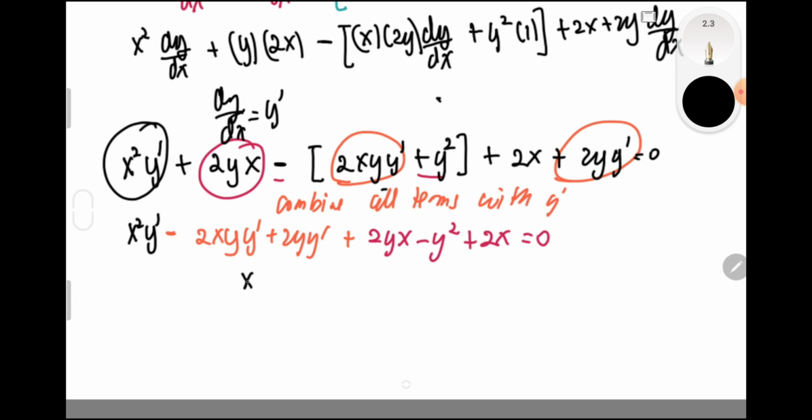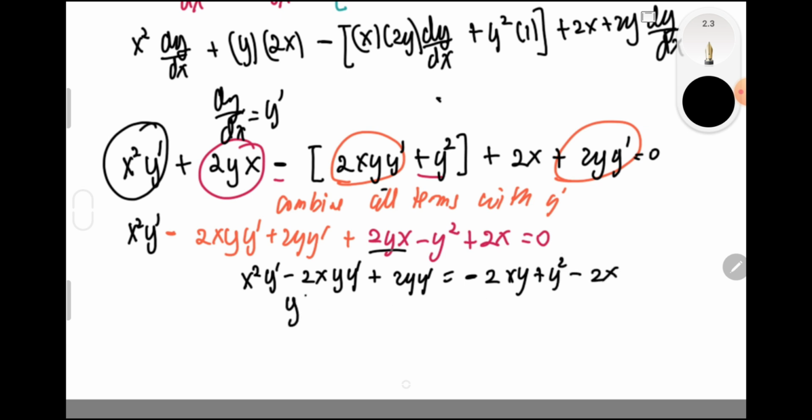So therefore we'll have a value equal to x squared y prime minus 2xy y prime plus 2y prime equals negative 2xy plus y squared minus 2x. So factoring out your y prime, we'll have a value equal to x squared minus 2xy plus 2y equals negative 2xy plus y squared minus 2x.